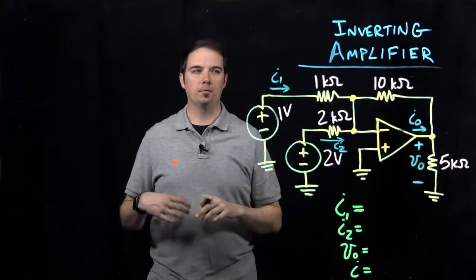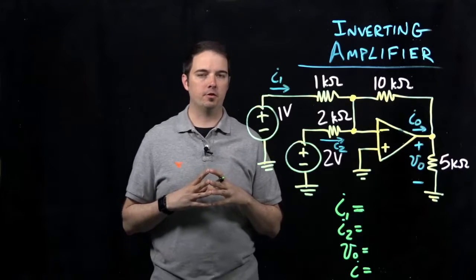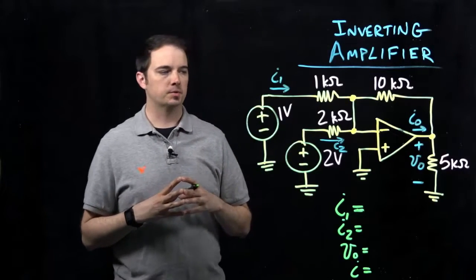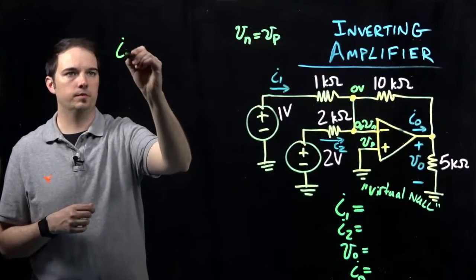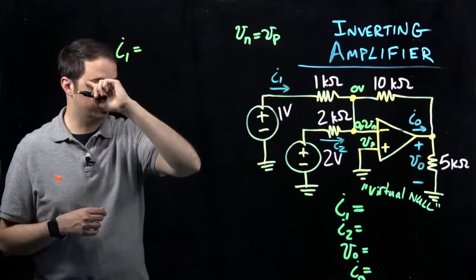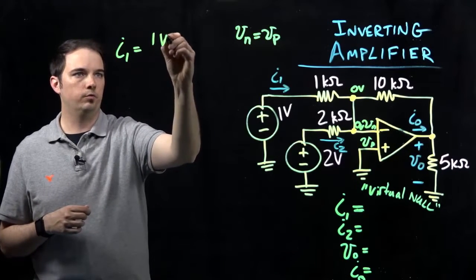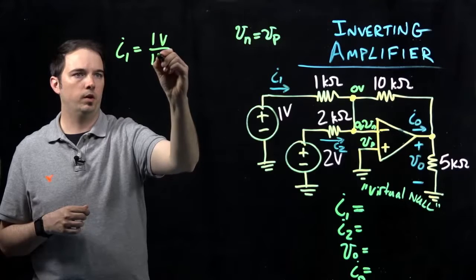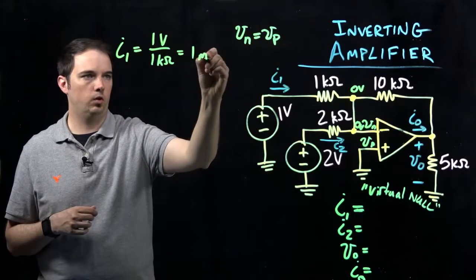Hi, I'm Dr. Kyle Montgomery, and in this problem here, we'll be looking at another operational amplifier, another op-amp circuit. Specifically, in this case, we have the case of an inverting amplifier. So then by Ohm's law, we could say that I1 is going to be equal to 1 volt divided by the 1 kilo ohm resistance, thereby giving us a current of 1 milliamp.